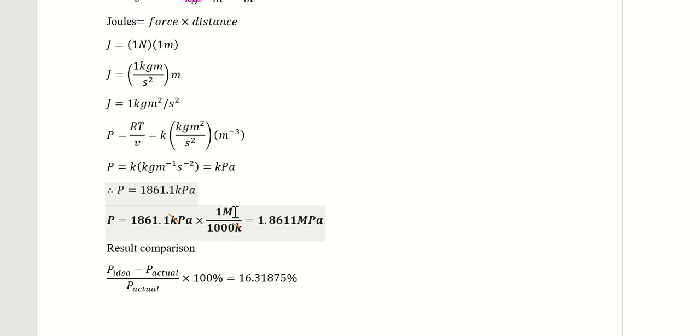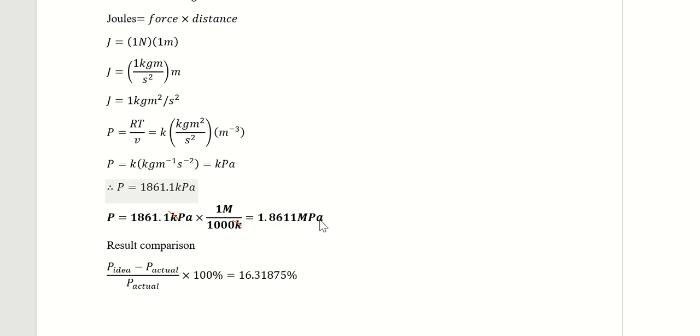So 1 mega is equal to 1,000 kilo. Like mega is multiplying 1,000 with another 1,000, 6 zeros. So the kilo is going to cancel, and you have your mega here. So once you divide here, 1, 2, 3, you get 1.8611 megapascals. And that's how we got our answer, which is very similar to what was given in the question.